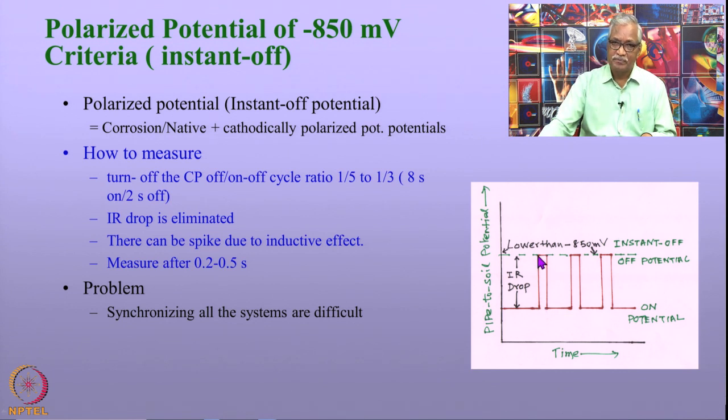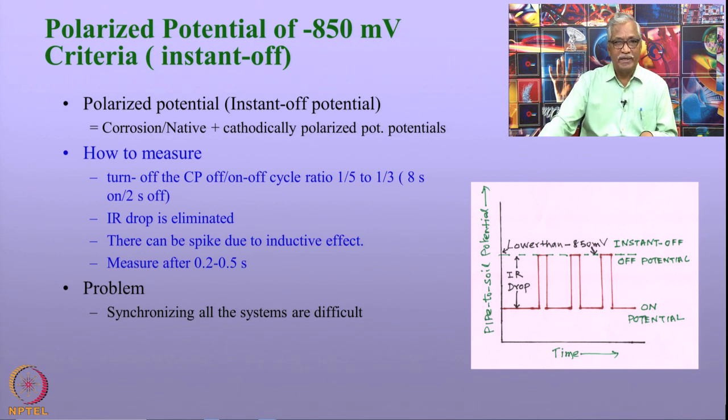Instantly you will see the potential drops, and in the off condition you hold it for some time and then again you turn it on. This can be cycled a couple of times in order to ensure that the potential so measured is consistent. The instant off potential is considered as the true potential of the pipeline, because we eliminate the potential drop due to the soil. So, the polarized potential or instant off potential is equivalent to the native potential of the pipeline plus the cathodically polarized potentials that occur due to passing the current.